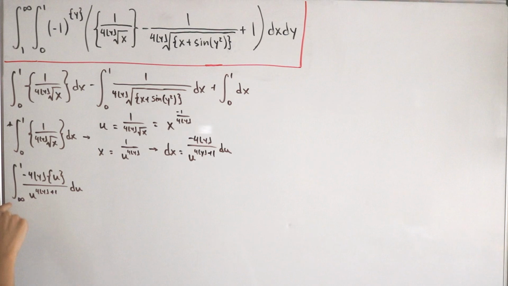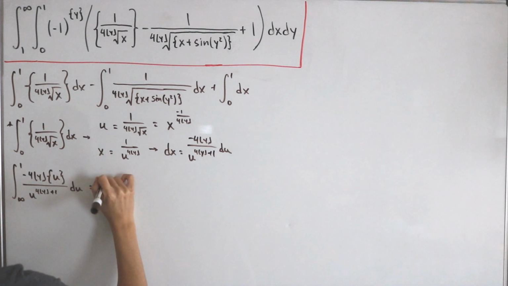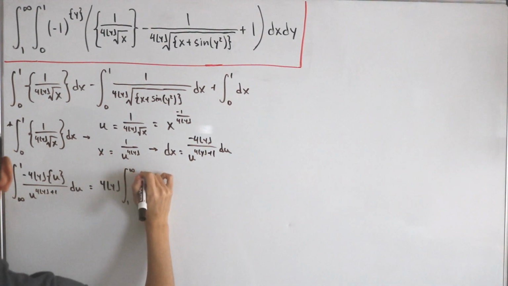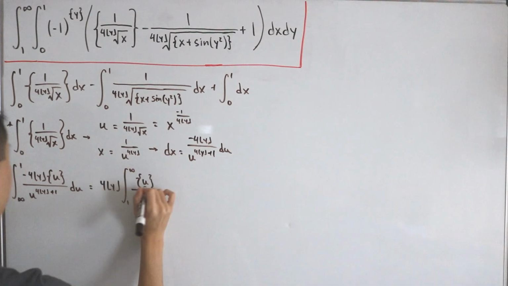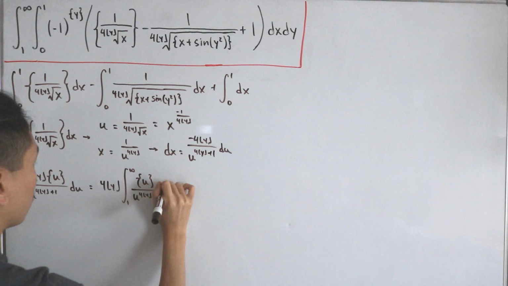But we can actually fix something here. For one, I had to change the bounds since we have infinity being the lower bound and 1 being the upper bound, so the numbers are different, of course. That means it's going to become negative, and then that negative will cancel. And 4y does not depend on u, so I can factor that out as a constant. Then I'll have 4y, then the integral from 1 to infinity of the fractional part of u, divided by u to the power 4y, and then add 1.